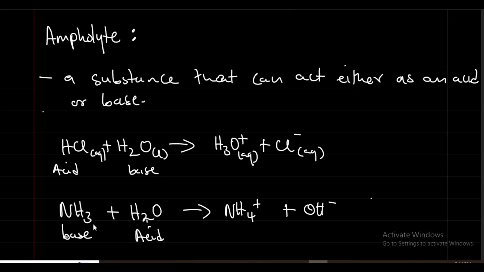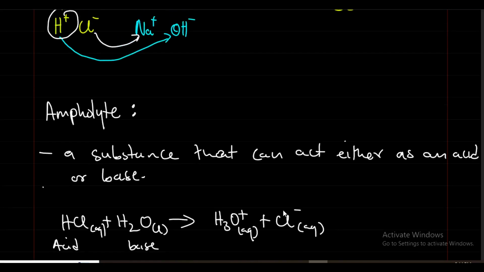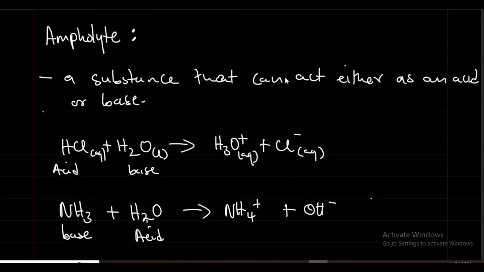So this ammonium, although it has 3 hydrogens, it will not be able to donate this H as a proton. But it can only accept, when it is reacted with water. So this water donated a proton to the ammonia to form ammonium. So this is what an ampholyte is: a substance that can act either as an acid or base.